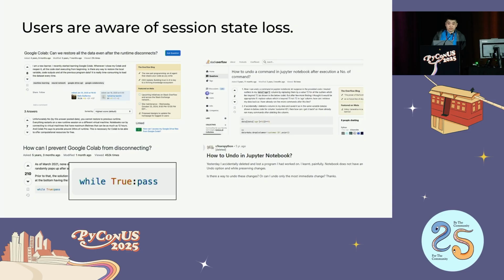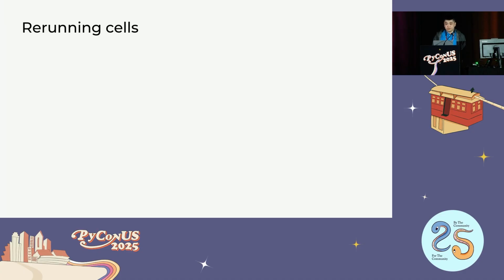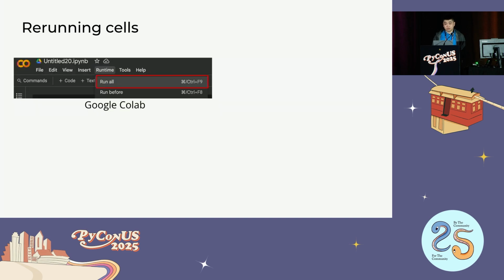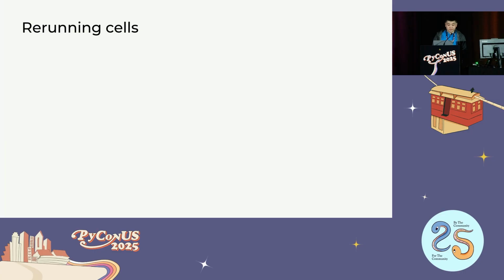So based on this, I want to introduce some methods that are common for users to actually perform for restoring their session state. The most straightforward one is just to rerun all the cells. In notebook systems like Google Colab, JupyterLab, or Kaggle, there's a very convenient button called Rerun All, which basically executes all of your cells sequentially, which may or may not work.